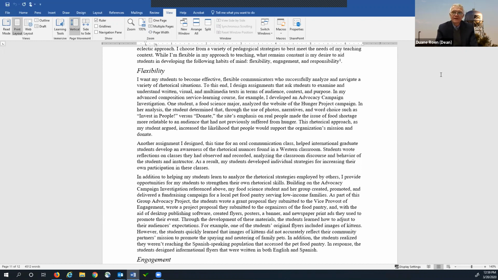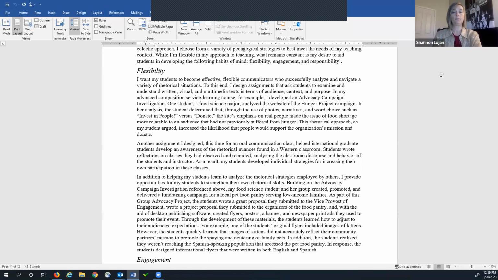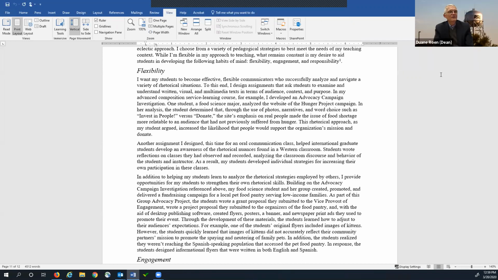Has everyone had time to read that section? Yes, we can proceed. Okay, so I hope people will unmute here. So what do you notice about this section? What stands out to you? What resonates with you? What makes you believe that this is or could be an effective teacher?